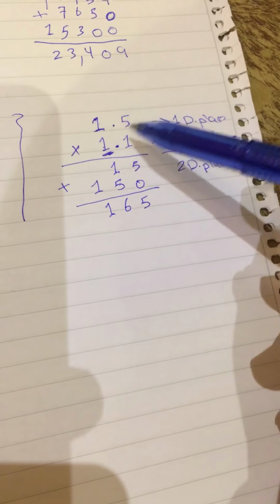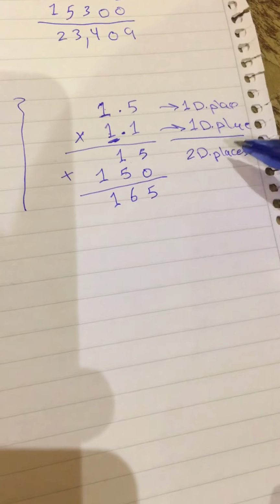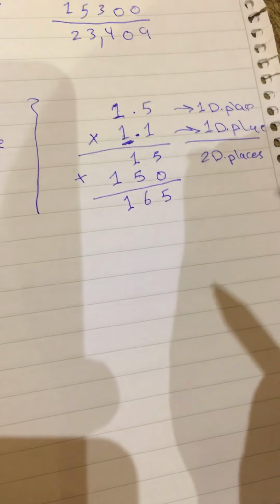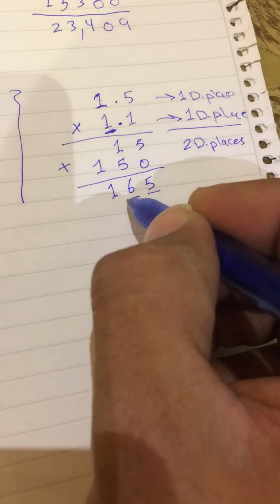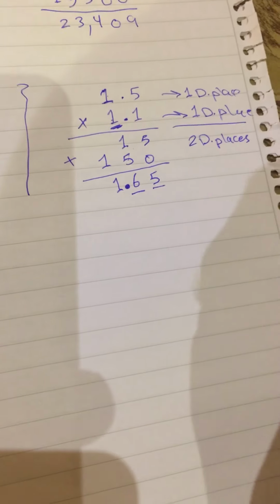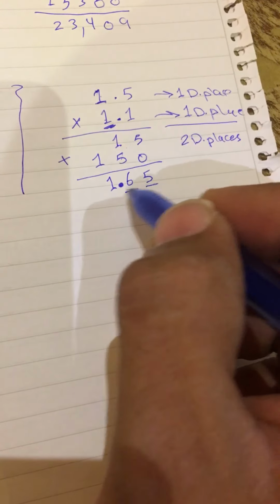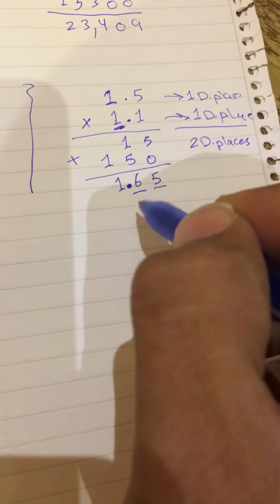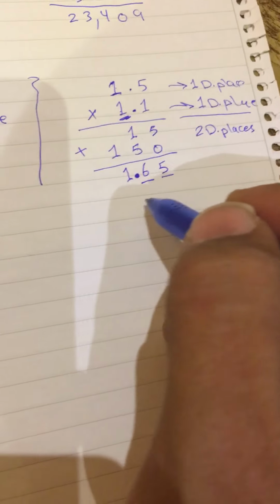Because here I have one decimal place and here I have one decimal place, in total I have two decimal places, so the answer must contain two decimal places. I am going to count 1, 2, so the answer must be 1 and 65 hundredths. The answer must contain two decimal places, so the decimal point goes after 6 and before 1. This is our lesson.